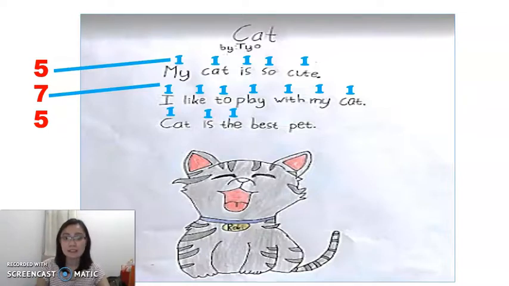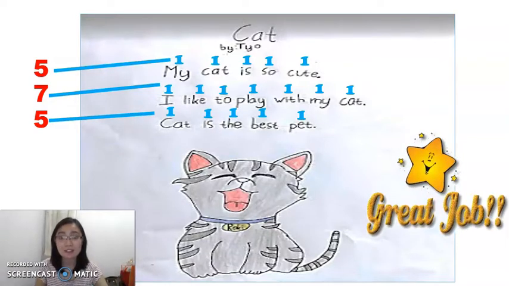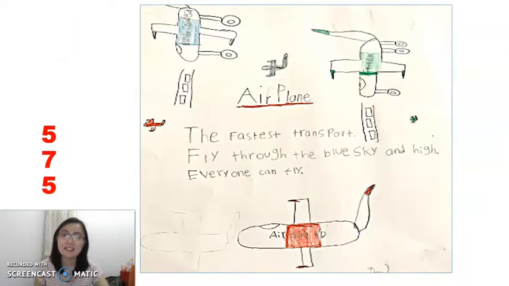Third line. Cat is the best pet. So it has 5 syllables. So it means that Tio's poem is a haiku. Next, let's go to Fata's poem, Airplane. It should always have 5-7-5, remember.